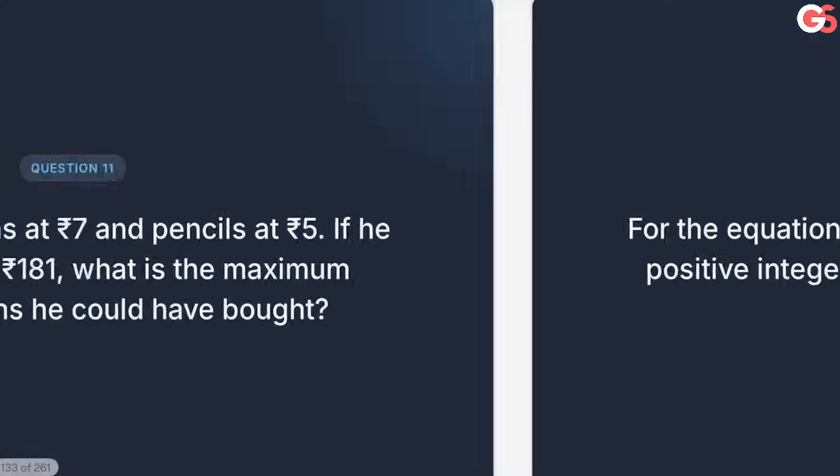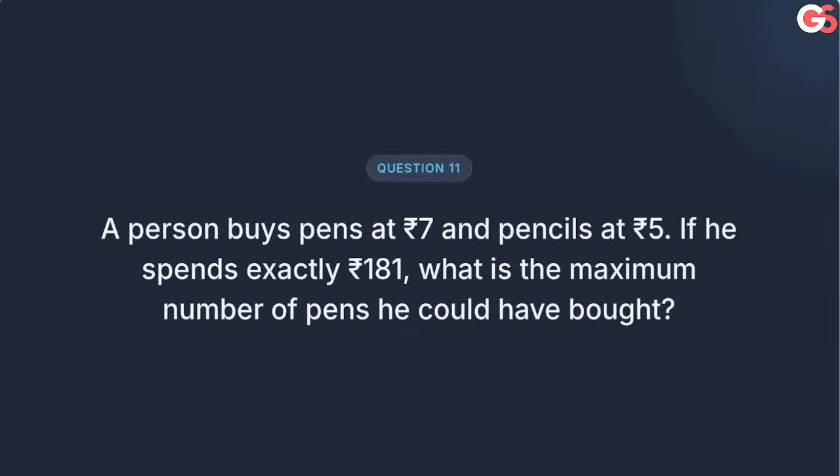Let's do this. Question 11. A person buys pens at rupees 7, pencils at rupees 5. So let's say he buys X pens and Y pencils. So 7X plus 5Y, total रुपए लगाया उसने, that is 181. Now it becomes a proper equation.